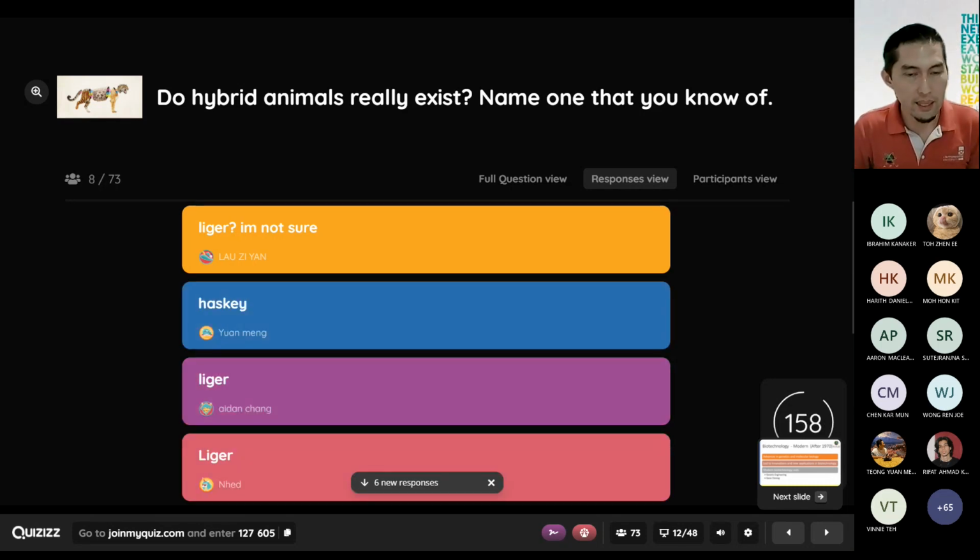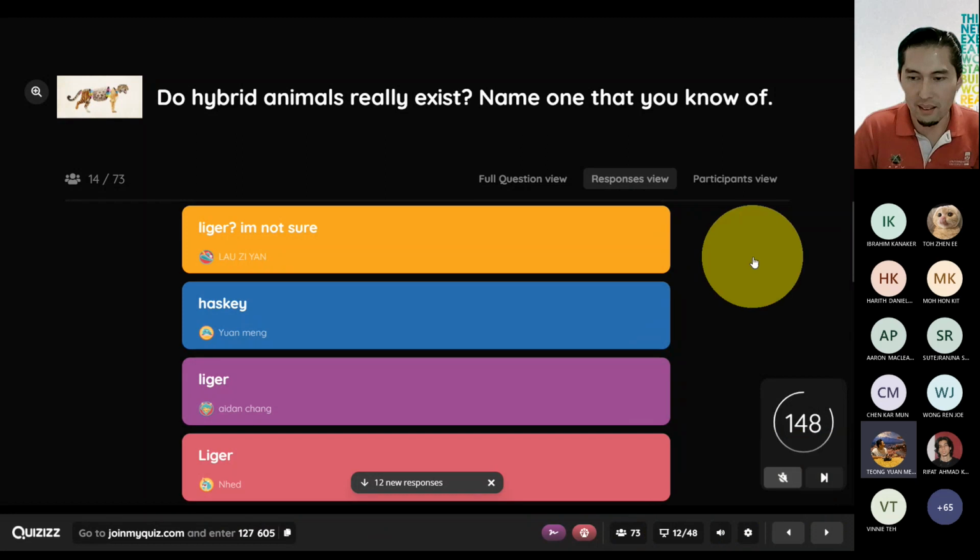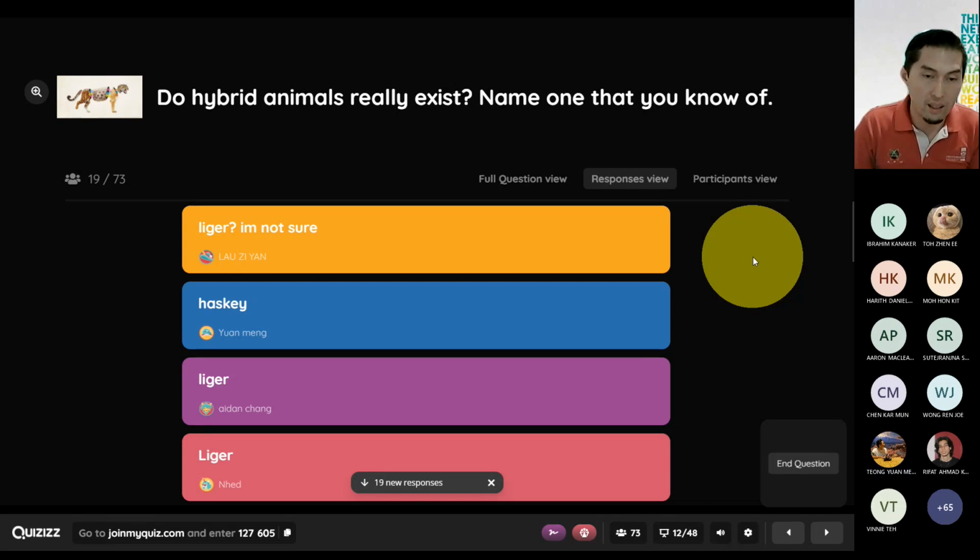Interestingly, Zian said liger. Yuan Ming said husky. Yuan Ming, what's husky? The dog, and then they join a wolf and a dog together. Wow, you mean between a wolf and a dog, you get something called husky? Let me check the spelling. Oh, okay, you mean huskies. To be fair, I don't think huskies are hybrid animals, but I will have to check on that as well. Thank you, Yuan Ming, for highlighting huskies.